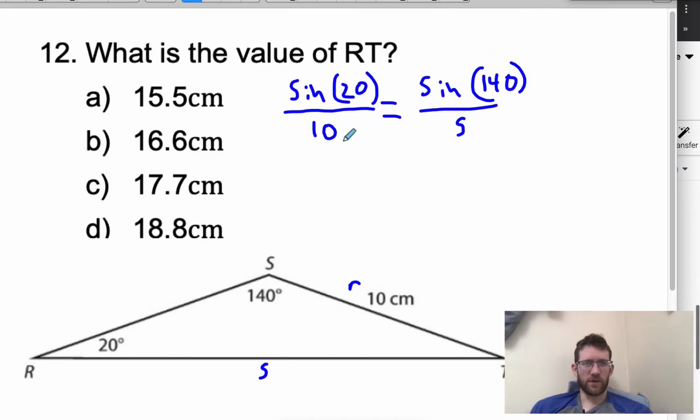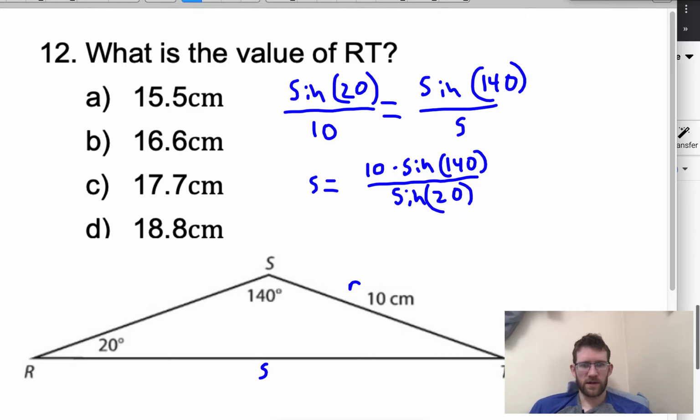Same as last time, I'm going to cross multiply and then divide by the sine of 20. So I get little s, I'm doing two steps at once here, is equal to 10 times the sine of 140 divided by the sine of 20 degrees.